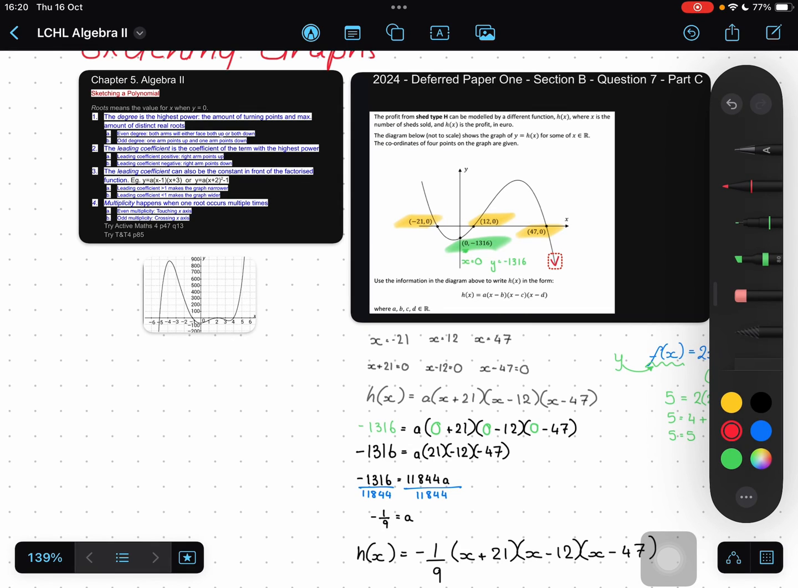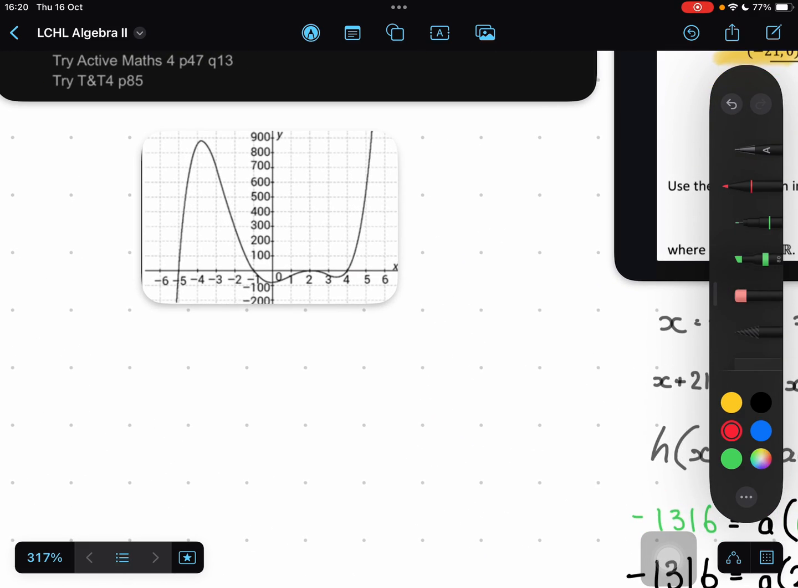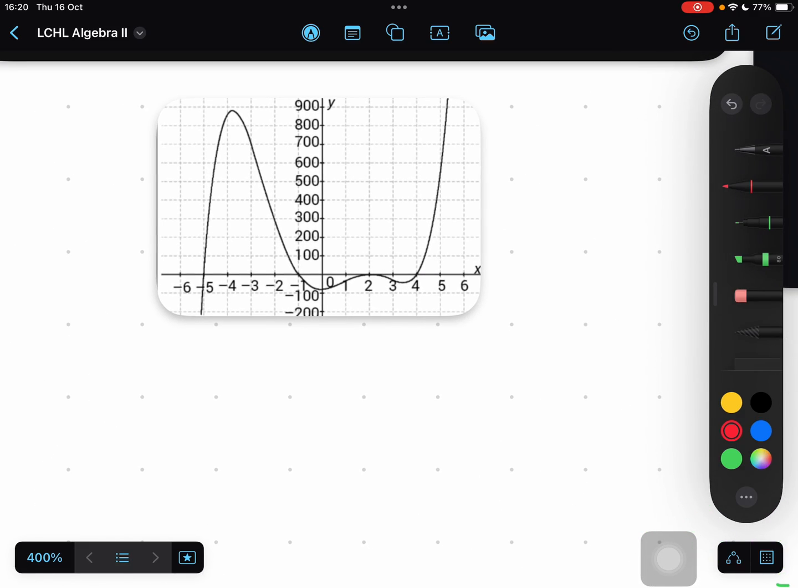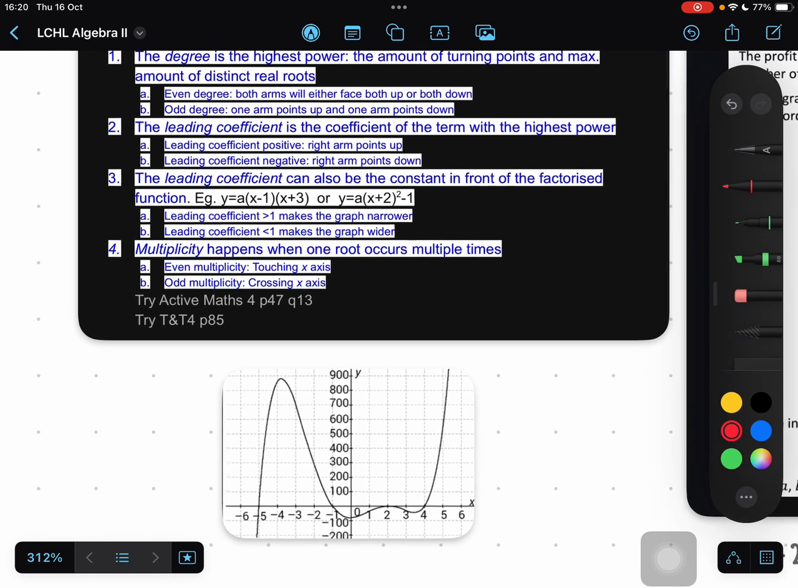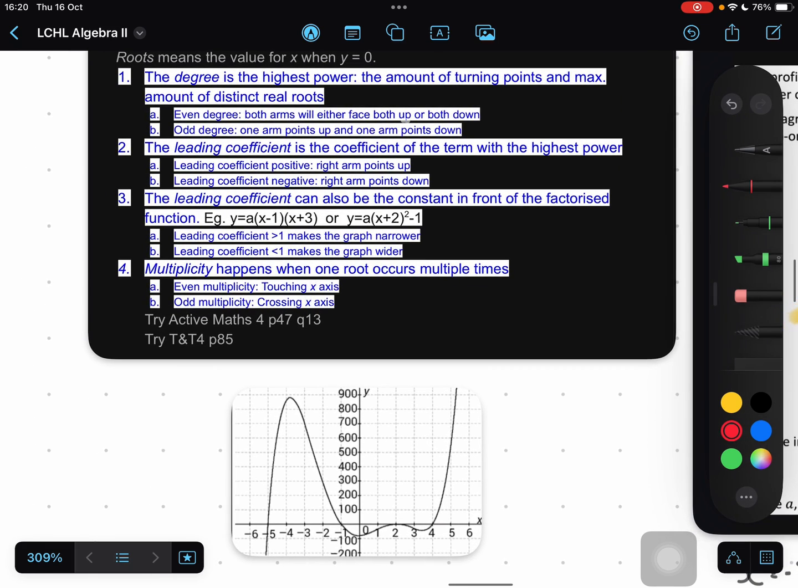Okay, so we've just looked at sketching polynomials and different behaviours that they can have. So let's have a look at this one, using some of the rules or behaviours that we can see. For this one, straight away, it has arms facing different directions, so we know that it's going to be an odd degree. So the highest power is going to be an odd number.